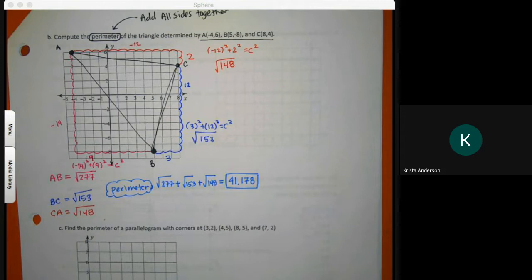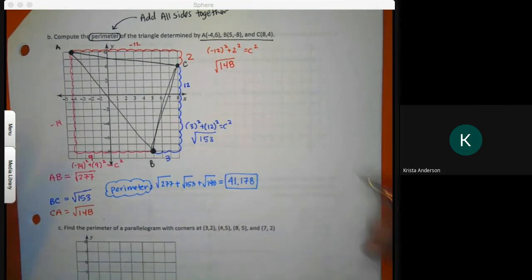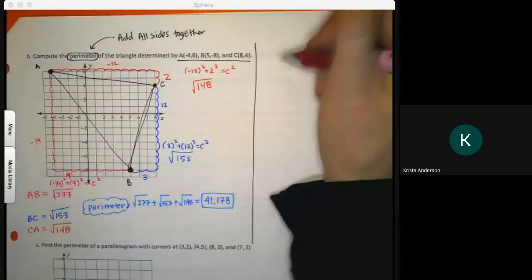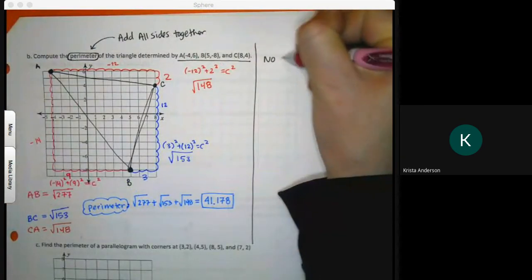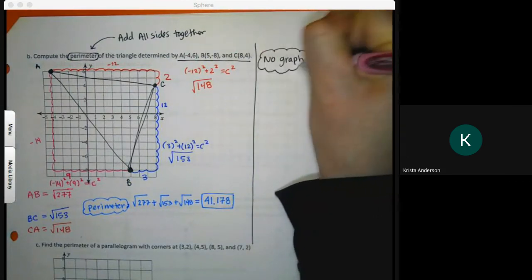How many of you prefer doing things in your head instead of graphing? Any of you prefer doing things in your head? Some of you? All right, so for those of you that do not want to use a graph, let's say there's no graph.